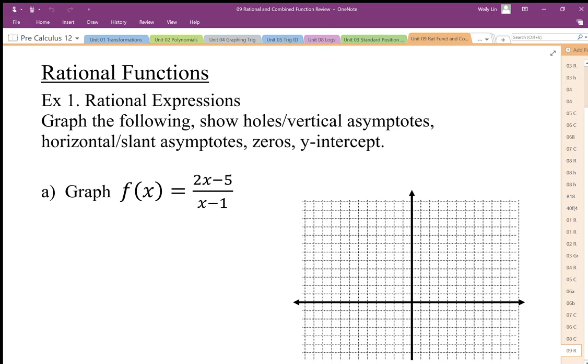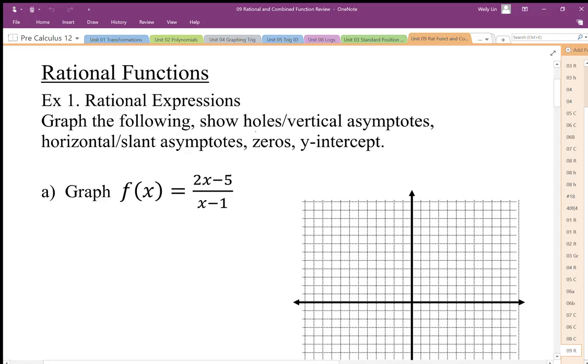When we are graphing rational functions, it's important to know that there are many details that we're not going to be able to show. So we're just going to focus on a few of the following details. We're going to show holes and vertical asymptotes, horizontal and slant asymptotes, zeros and y-intercepts, and the basic shape of the function.